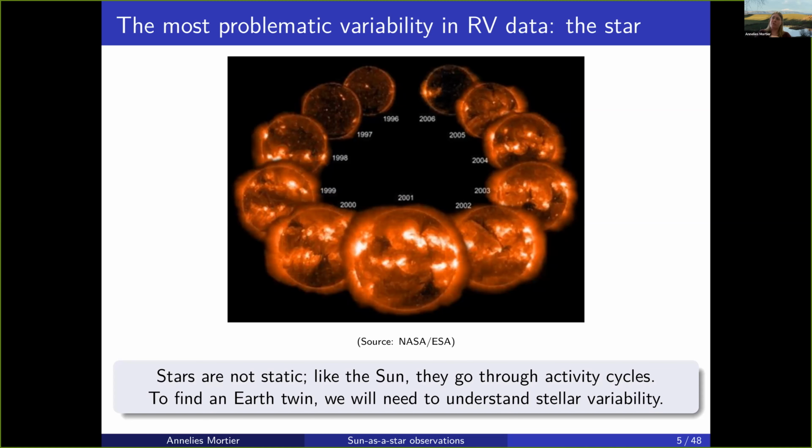This is a beautiful picture of the sun going through its previous magnetic cycle, going from solar minimum to solar maximum and back to solar minimum. Now, if our sun is doing that, all the stars are doing that too. And radial velocity is a motion, so all these motions on the surface will inevitably screw up our measurements.